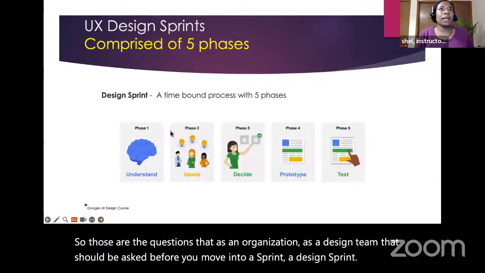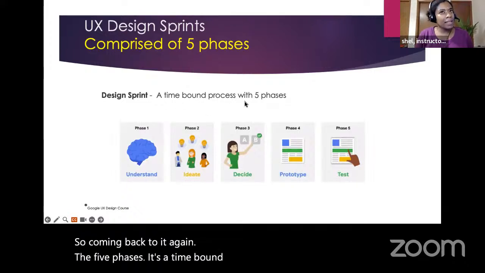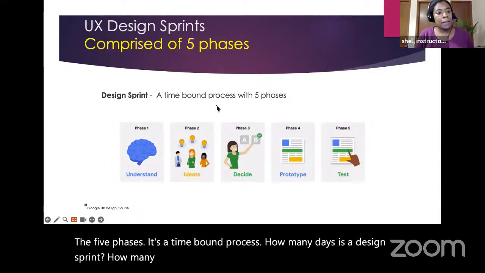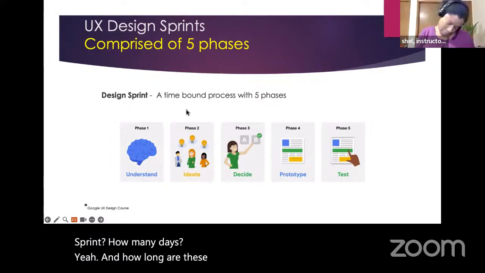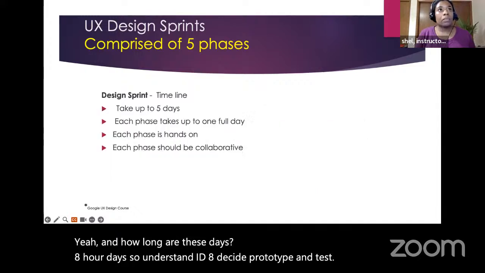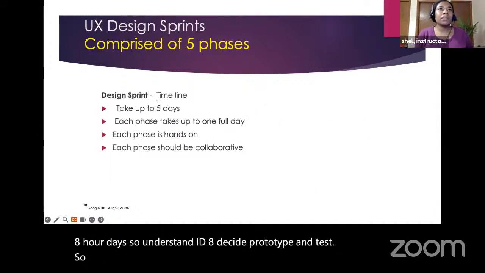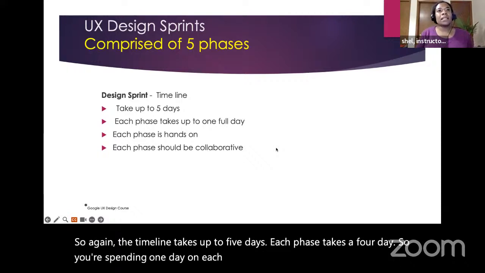So coming back to it again, the 5 phases, it's a time-bound process. How many days is a design sprint? 5 days. And how long are these days? 8 hours. 8-hour days. So understand, ideate, decide, prototype, and test. So again, the timeline takes up to 5 days. Each phase takes a full day, so you're spending 1 day on each phase. Each phase is hands-on, and each phase should be collaborative.